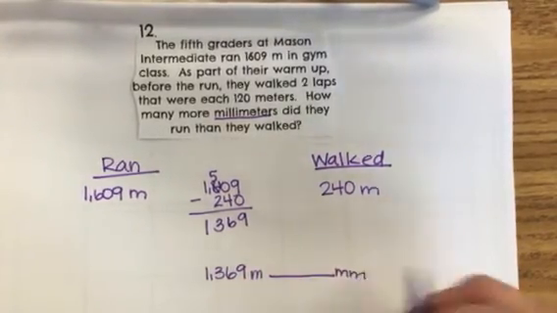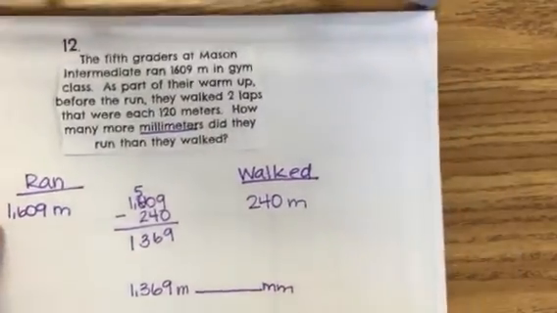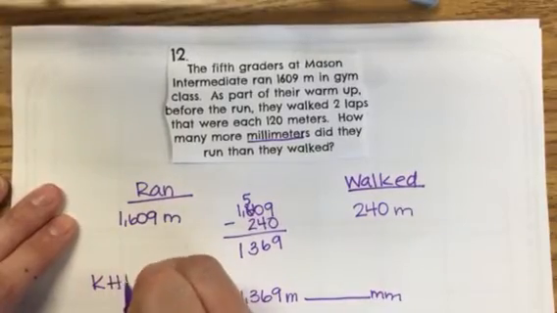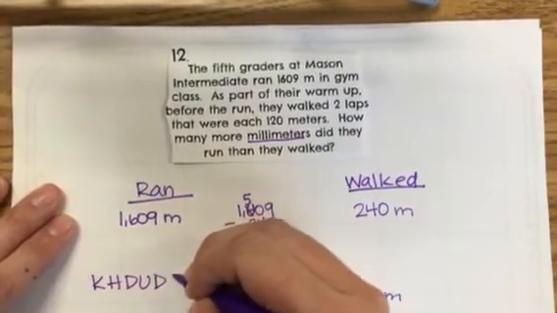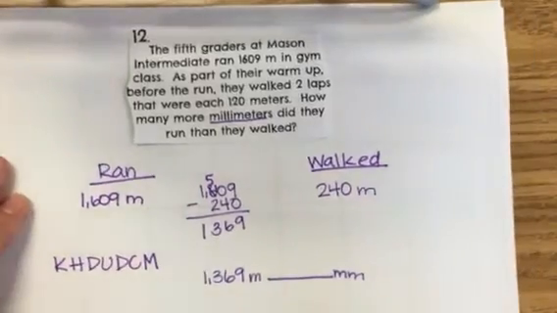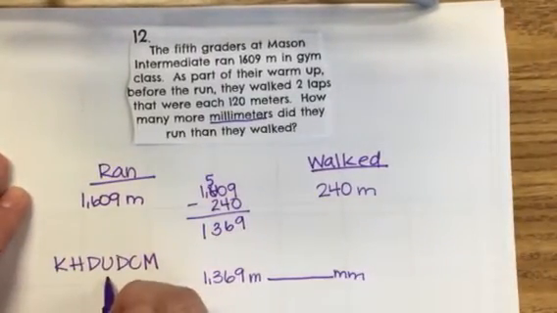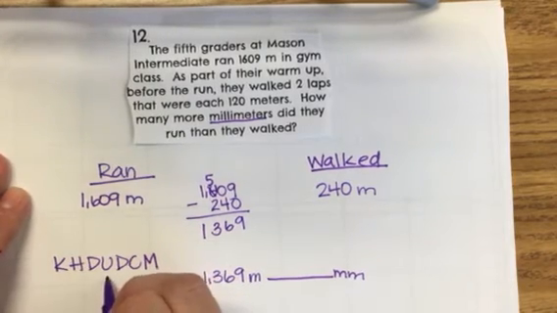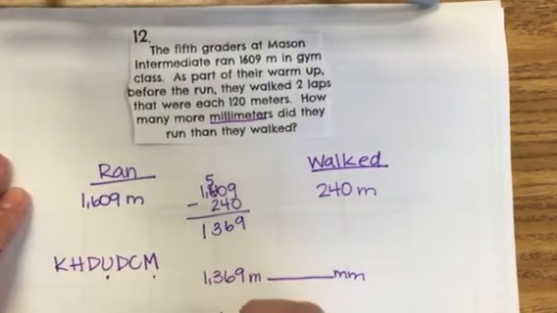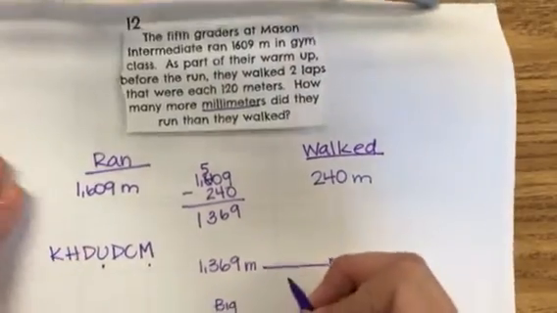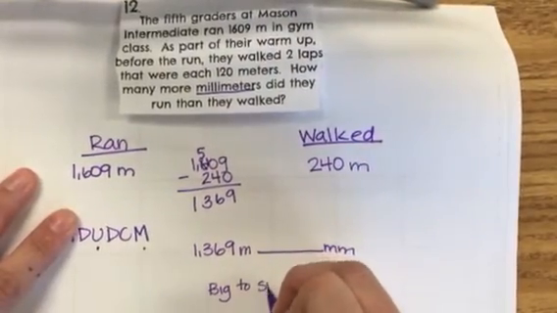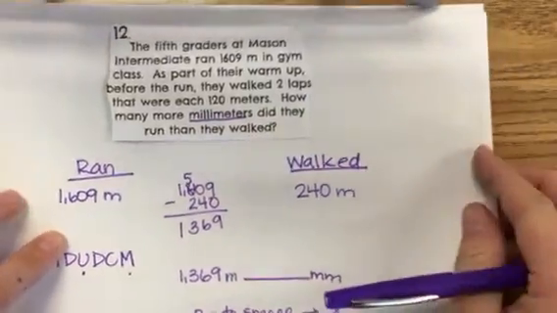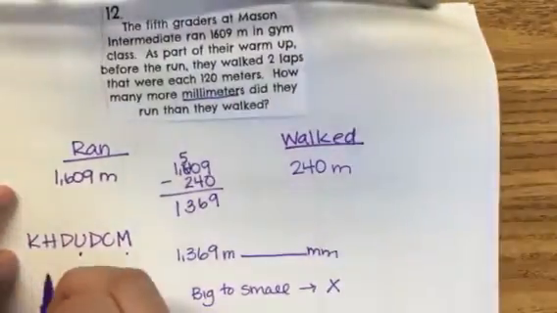to millimeters. So if I create my chart, King Henry doesn't usually drink chocolate milk, I can see that going from meters to millimeters, I am going from big to small. That means I have to multiply all.